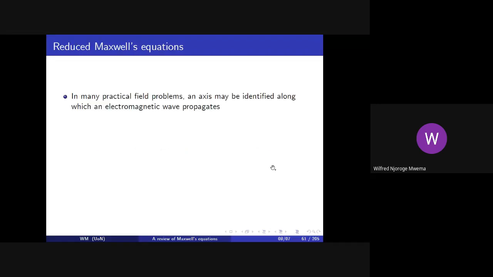So today we are going to look at the reduced Maxwell's equations, and we say that these are usually important, especially when we have situations where we have an axis of symmetry. And therefore the application of the boundary conditions becomes much easier in these kinds of cases. So the electrodynamic fields can be expressed in terms of axial and transverse components. By transverse, we are saying they are transverse to that axis of symmetry.